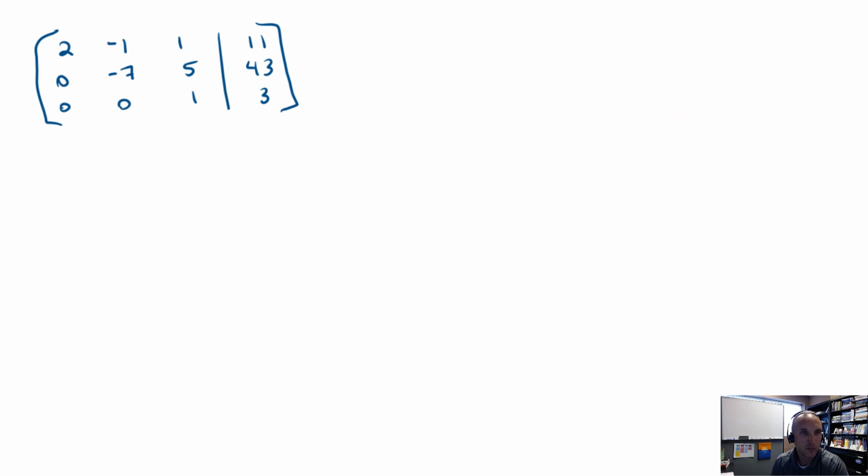Okay, so here's our new augmented matrix. Now, what do we do with this? Well, the reason we like this row echelon form so much is because now each of these rows represents an equation. So for example, row 3 represents 0x plus 0y plus 1z equals 3. Well, that's a silly way to write that. Why don't we just write z equals 3? And now we know our z value.